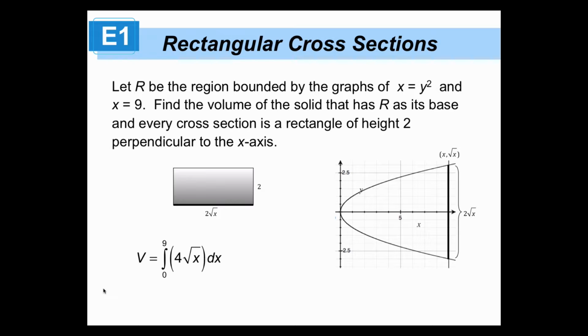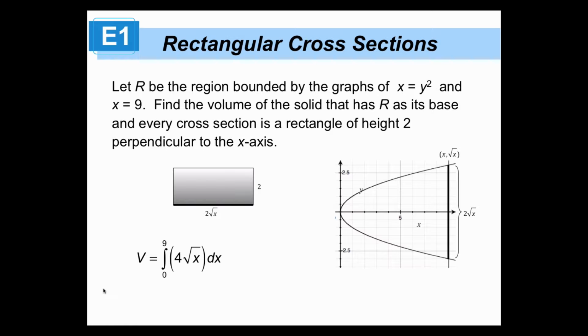Wait, why is that point x comes with x? Why isn't it 9? Because any point on a function is x, f of x. And since our function is this, well, it's not a function. It doesn't pass the vertical line test. When you solve this, you get y equals plus or minus square root of x. This one is the positive square root of x.